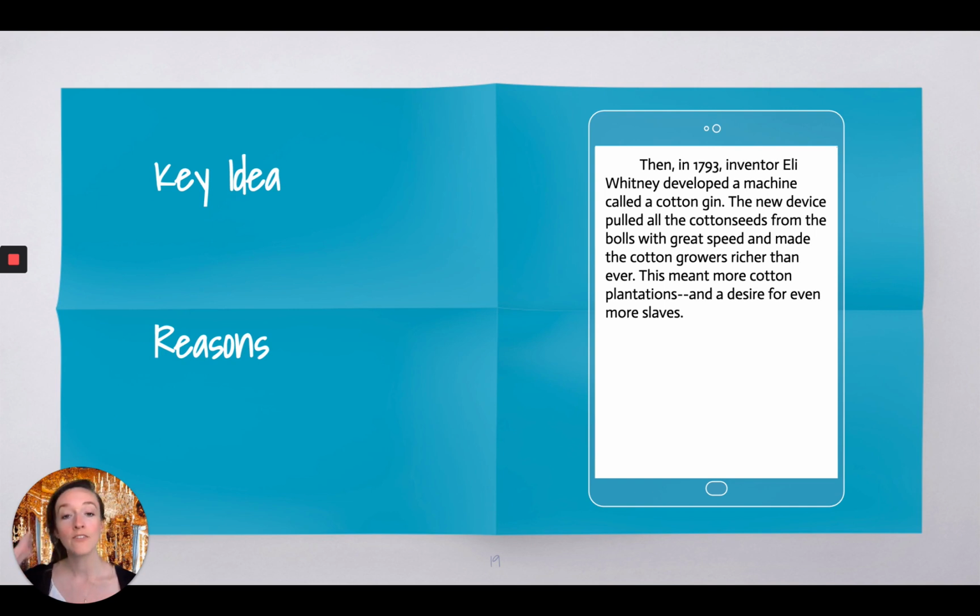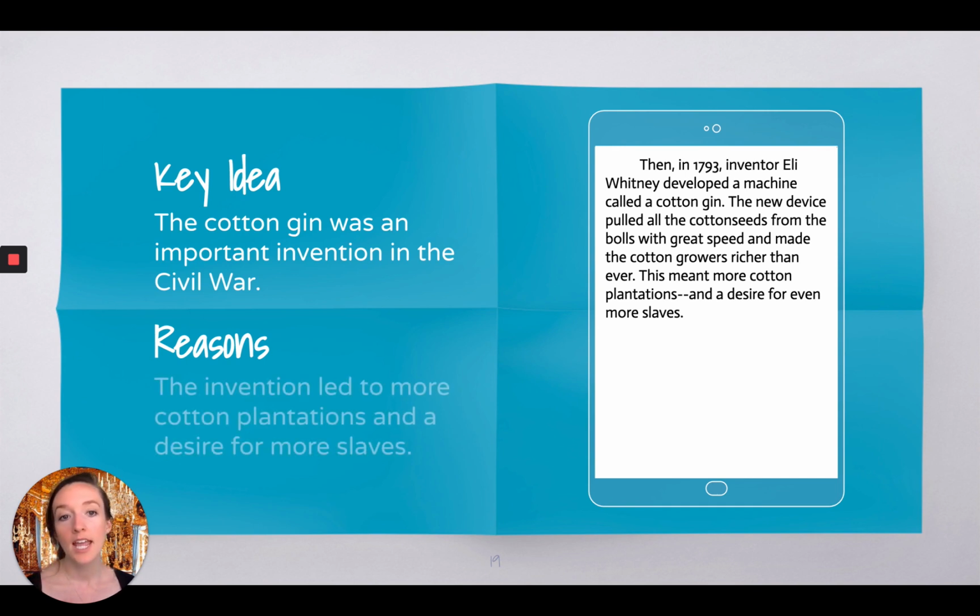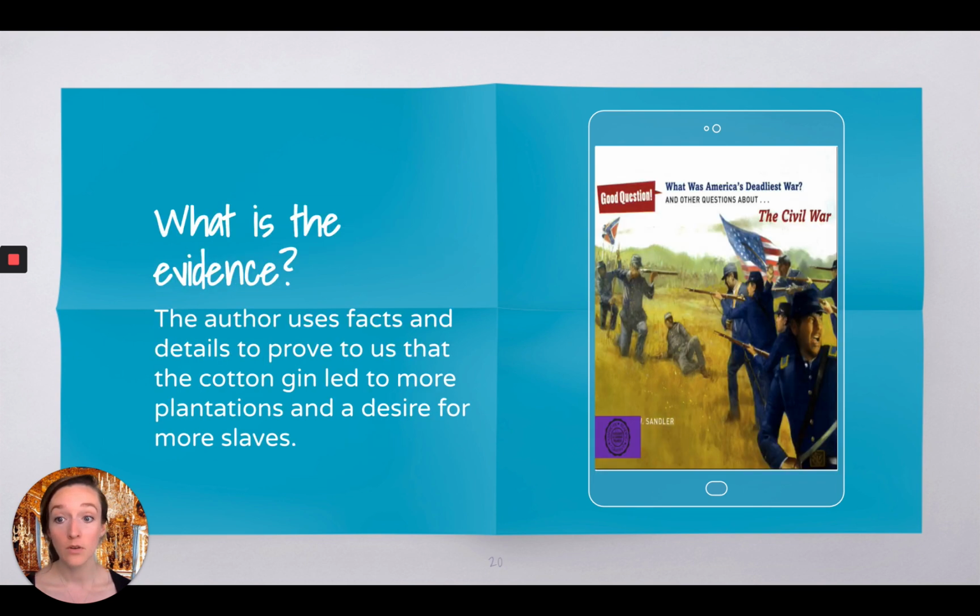And again from yesterday, our key idea of this passage is that the cotton gin was an important invention in the Civil War. And our reasons for that, or the author's reasons, are that the invention led to more cotton plantations and a desire for more slaves. Now we need to look to find the evidence that supports those reasons. The author uses facts and details to prove to us that the cotton gin led to more plantations and a desire for more slaves. They can't just say that, they have to prove to us that it's true.